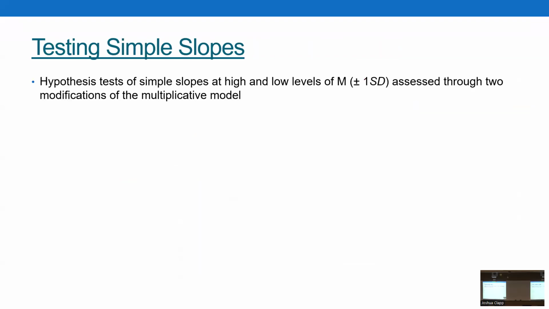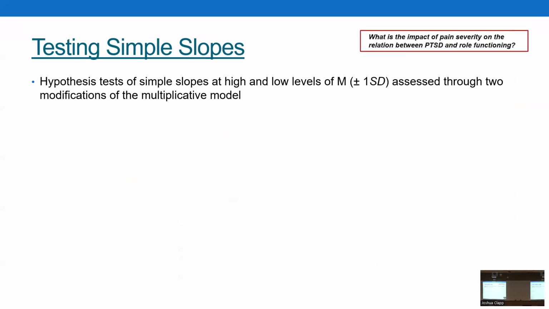Okay. So what we want to do is we're going to go through and do a couple modifications of our multiplicative model here. Okay. So remember, let's take our first question here. We say, what is the impact of pain severity on the relation between PTSD and neural functioning?